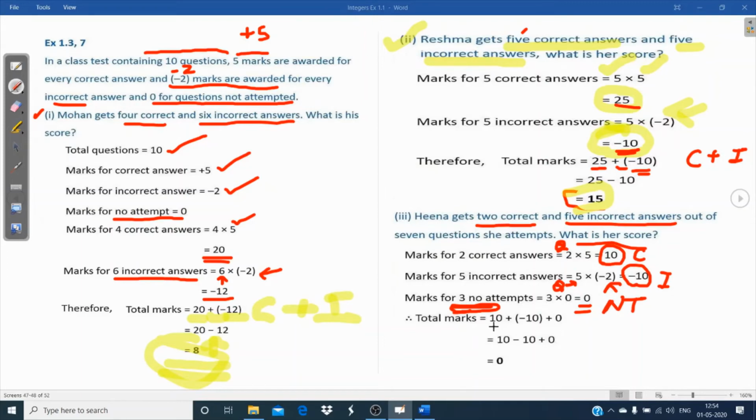Again 0. So for the total marks we have to add correct, incorrect and not attempted. So correct is 10 marks, incorrect minus 10, not attempted 0. You have to add them, plus minus will become minus here. So 10 minus 10 is 0, plus 0, again you will get the final answer 0.